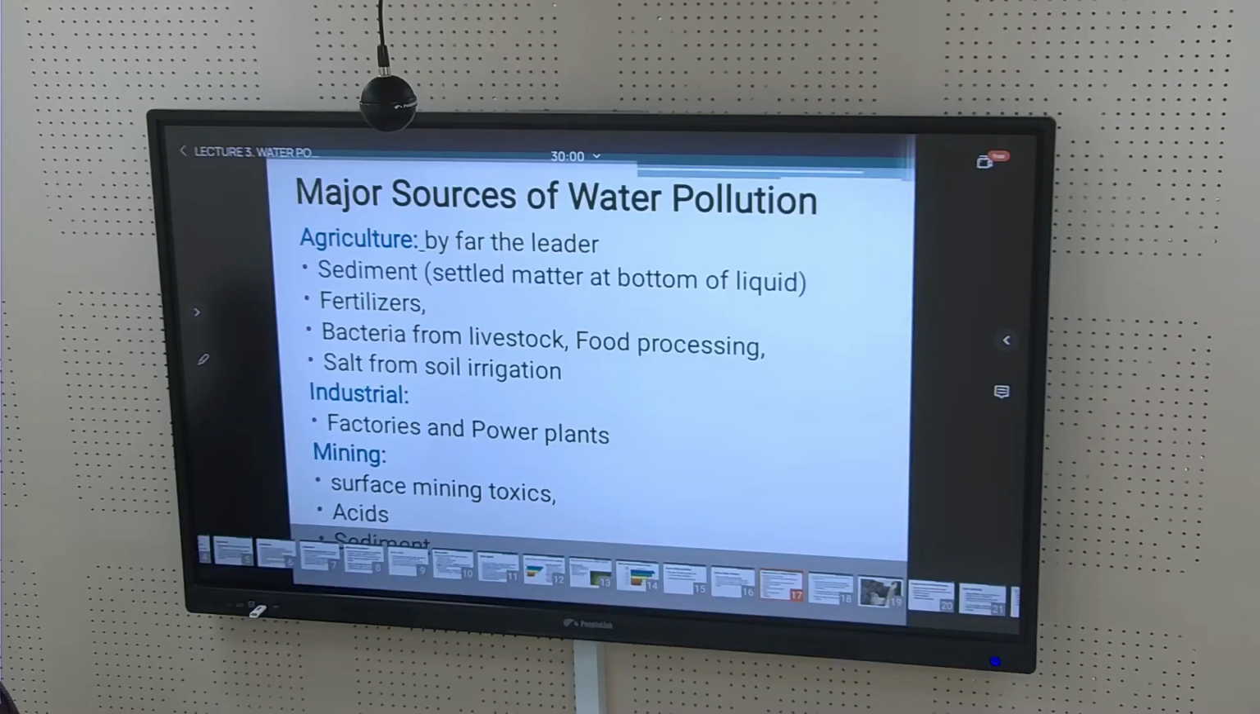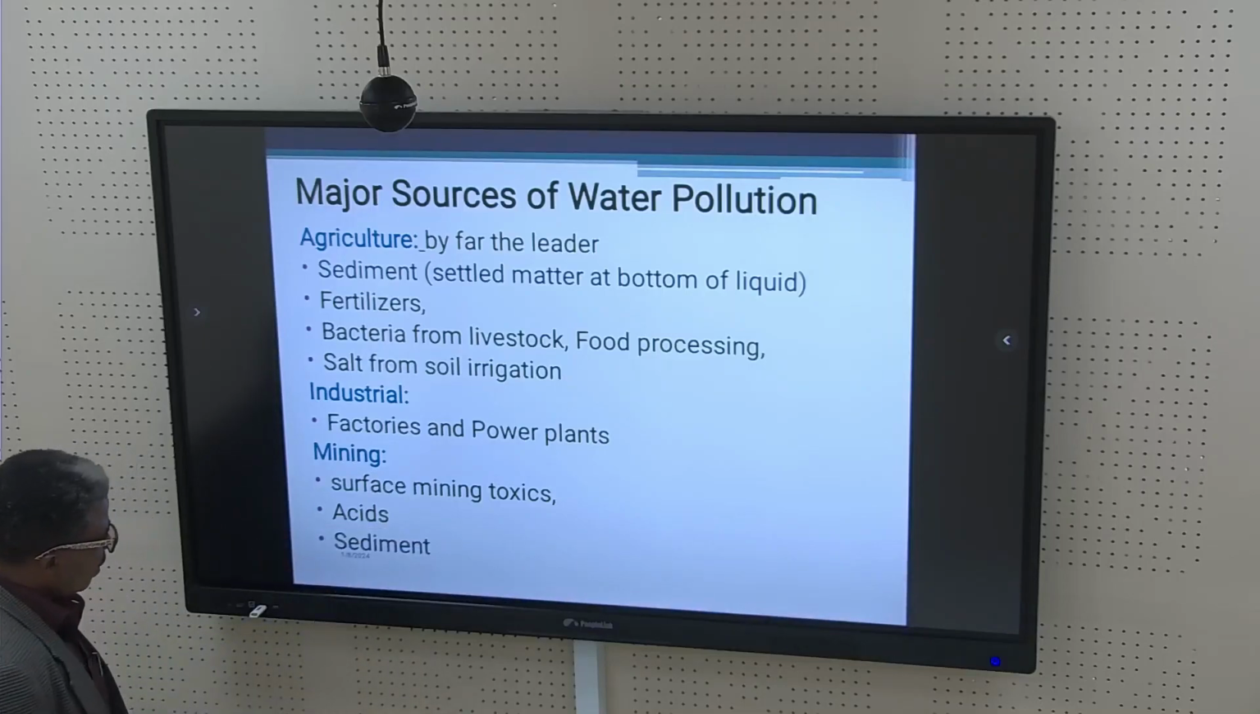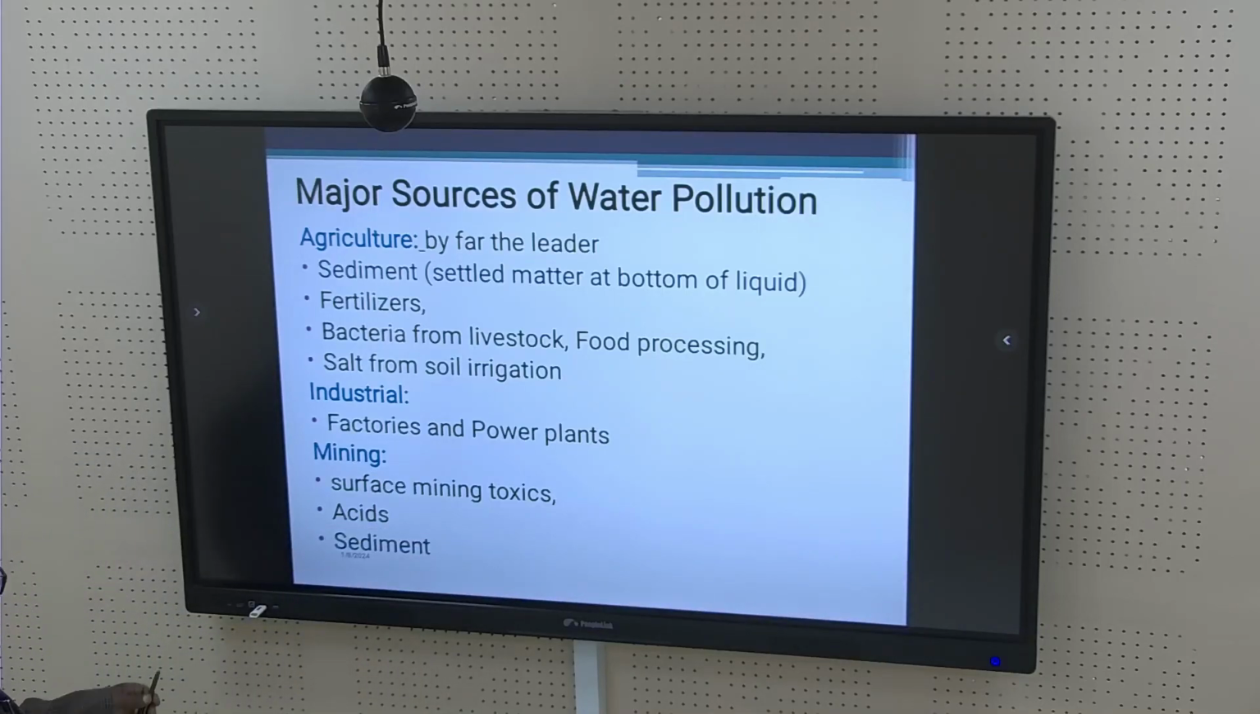The second part is industrial. Factories and power plants also contribute to water pollution through their disposal. Surface mining involves toxic matter such as mercury for washing minerals, acids, and sediments from mining.